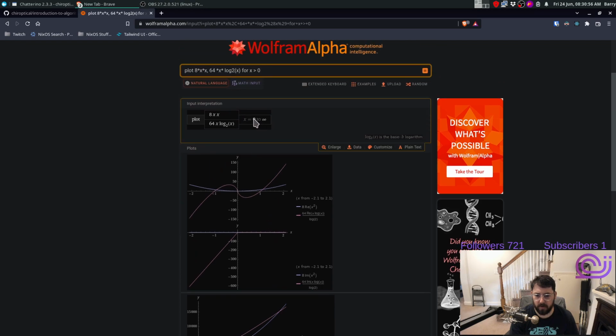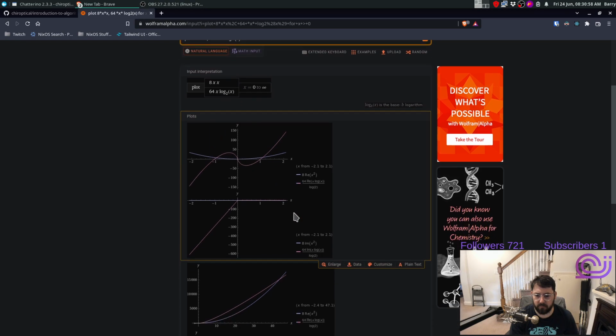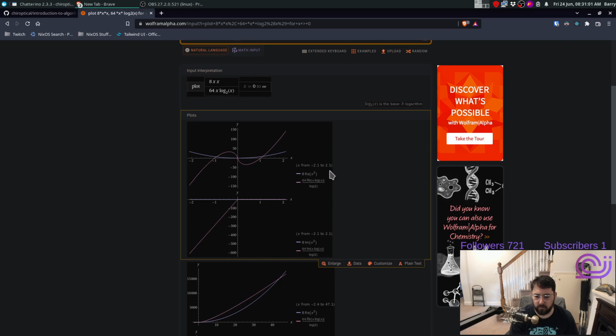Also, I want to show from x equals 0 to infinity. So why is this from negative to?